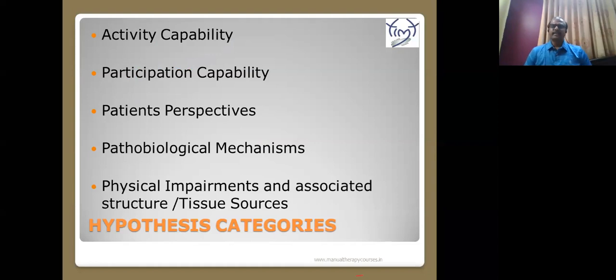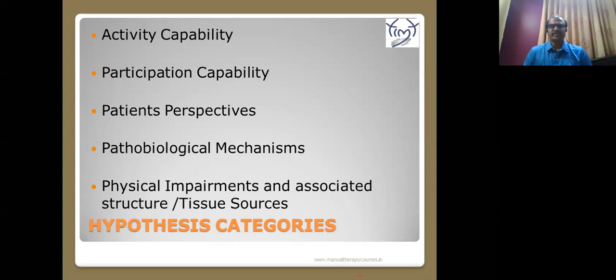When I talk about clinical reasoning, there are two groups of people: the expert and the novice. The novice always goes with backward reasoning, which is going through the hypothesis categories, and the expert goes with forward reasoning. So we have two types of reasoning: backward reasoning, that is the hypothesis categories, and forward reasoning, which goes with pattern recognition.